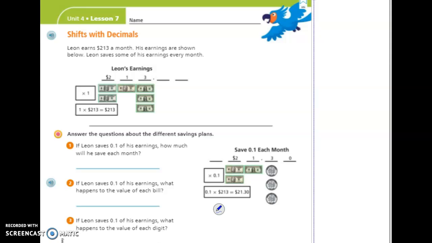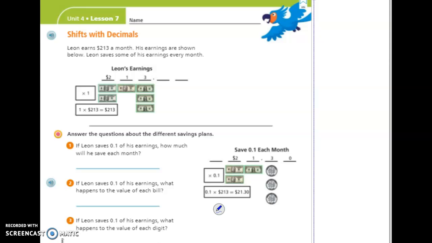All right. So we're going to deal with money like we've done before. In this instance, we're talking about someone named Leon who earns $213 a month, and his earnings are shown there in dollar bills. He saves some of his money each month. Question number 1. If Leon saves 1/10 of his earnings, how much will he save each month?